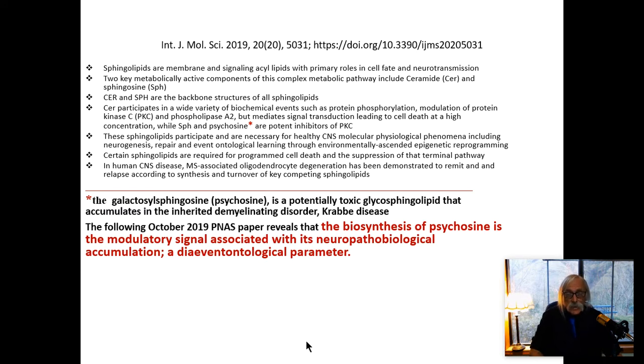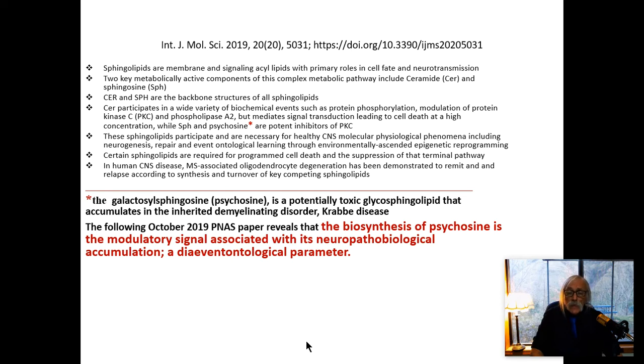Really an interesting galactosyl sphingolipid. So galactosyl sphingosine, or psychosine, is a potentially toxic glycosphingolipid. Glyco just simply means it's covalently bound to carbohydrate, in this instance, galactose. And in fact, it accumulates in a very terrible demyelinating disorder called Krabbe disease. Okay, so that particular sphingolipid accumulates.